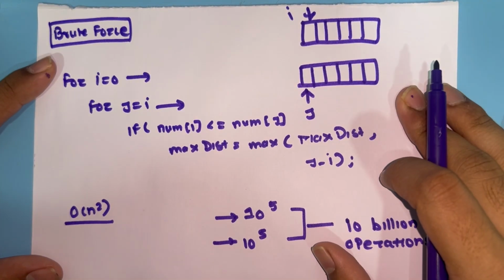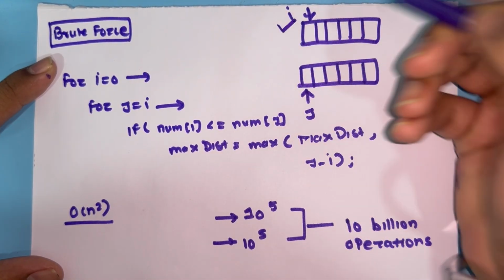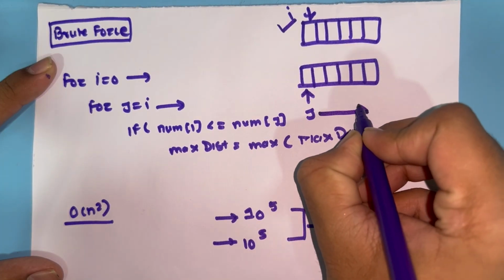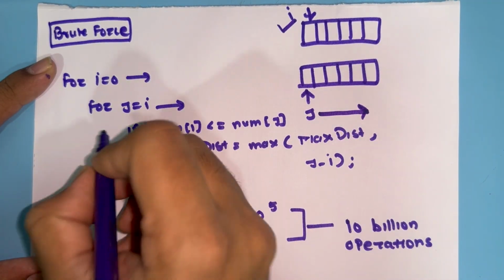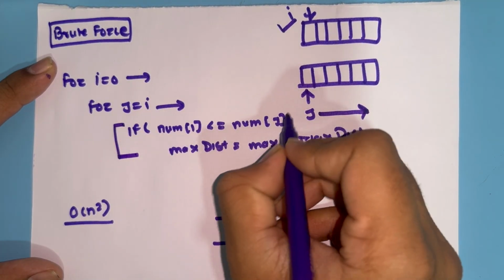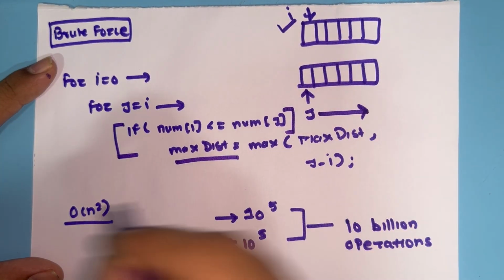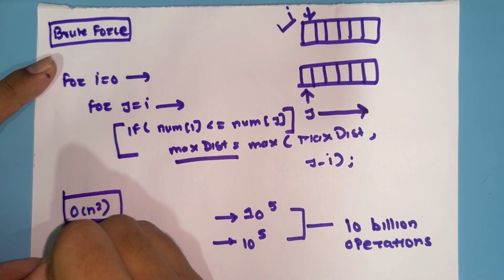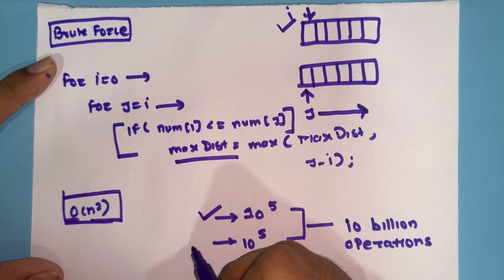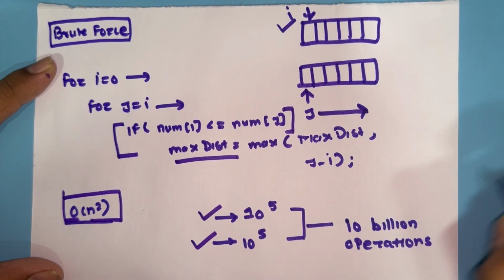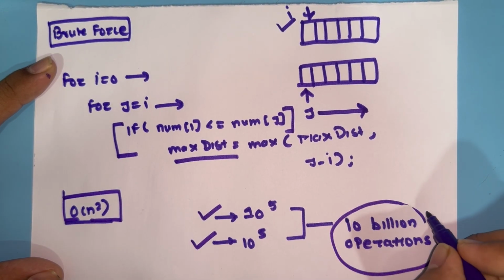The basic solution that comes to our mind when we read this problem is, let's fix this ith element, loop through the jth element, and whenever the condition is satisfied, calculate the maximum distance. But there is a problem with this solution. The time complexity will be order of n square. If both arrays have 10 to the power 5 elements, it will be 10 to the power 10, that is 10 billion operations.